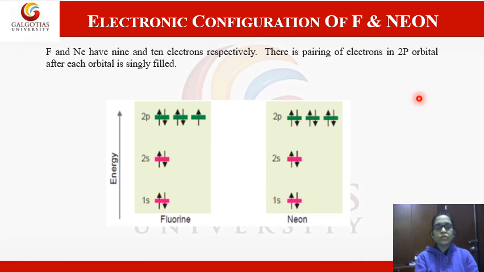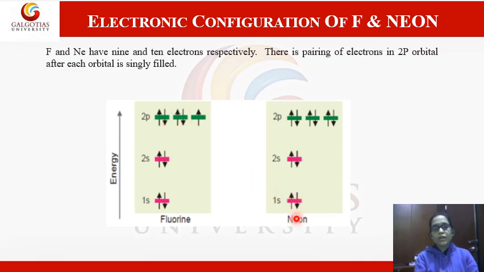Similarly, you can also see the electronic configuration of fluorine and neon. Fluorine's atomic number is 9 and neon's atomic number is 10. In fluorine there are 5 electrons in 2p, so you can write px2, py2 and pz1. But first each orbital will get one electron, then the next electrons will fill the other orbitals with opposite spin. On the electron diagram you can see one is spin up and another is spin down. Here also one is spin up and another is spin down.